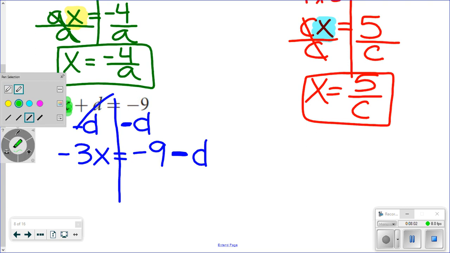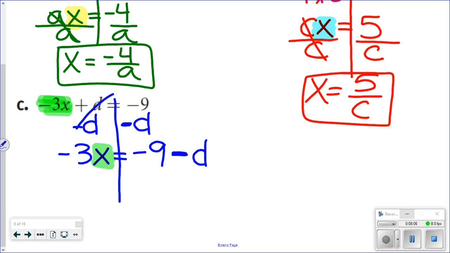X is not alone yet. There's a -3. That's the coefficient out in front that I didn't highlight. So the opposite of multiplying by -3 is to divide by -3. Divide by -3. Wow, we got a lot of negatives here.